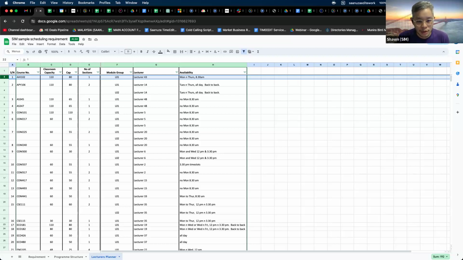We will still schedule them into those time slots, and then we will seek help from users to contact the lecturers. Is this something that they can accept? Is it a hard rule that I cannot teach? No, Monday 8:30 does not mean totally no. Maybe 8:30 can, but the lecturer may need to do some adjustment on his or her side.